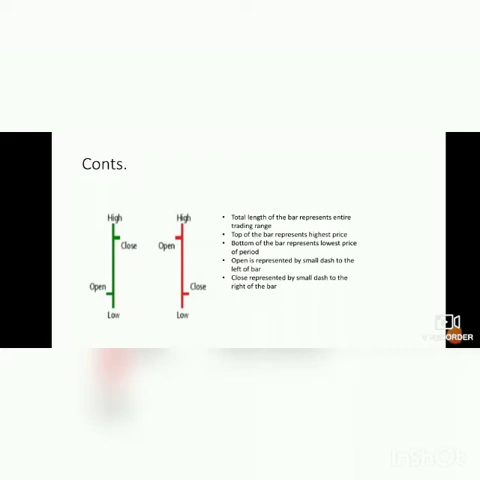So in this, the total length of the bar represents the entire trading range, the top of the bar represents the highest price of the stock in that particular period, and the bottom of the bar represents the lowest price of the period. Open is represented by a small dash to the left of the bar, and close is represented by a small dash to the right of the bar. So let's look into this picture very clearly.